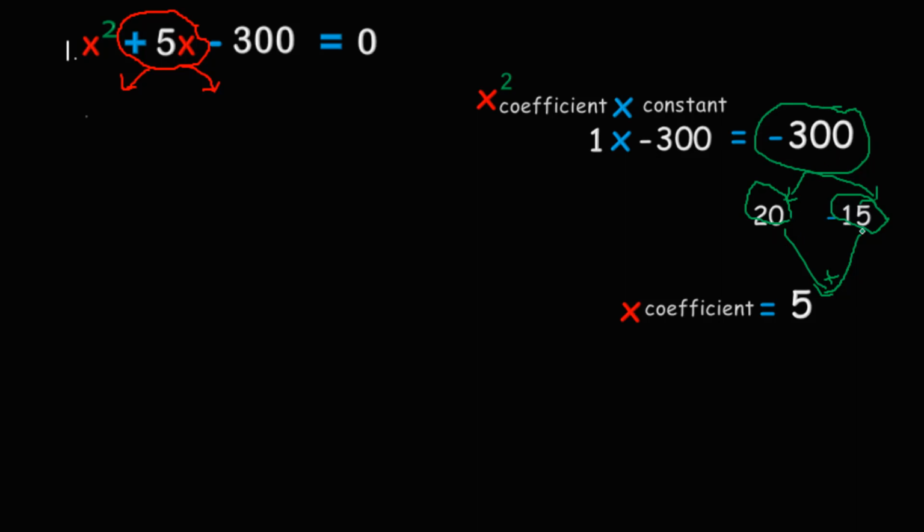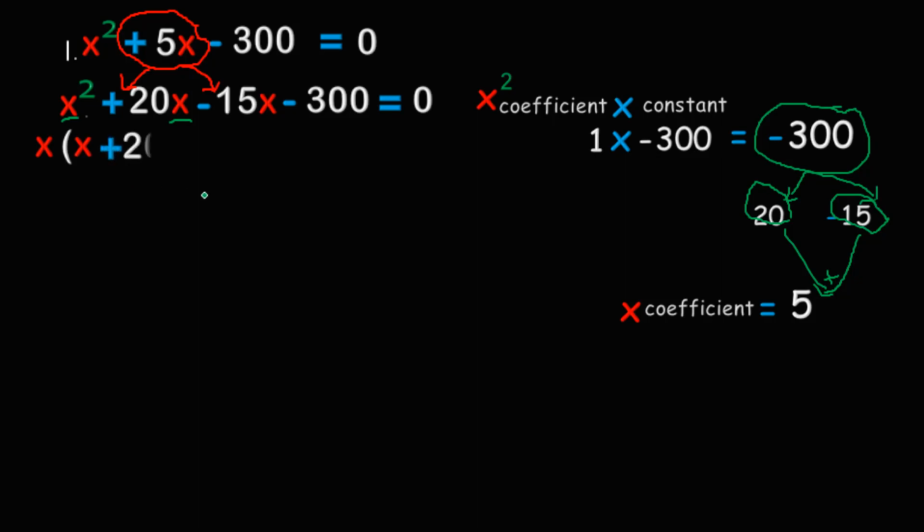So using 20 and -15 we can split the middle term, that is +5x. So let us split it. We write x². +5x can be written as the sum of 20x and -15x. So +20x -15x, and the next term -300, which equals 0. Now if you observe the first two terms, it is clear that x is common. So let us take out x as common. By taking x common, we get x + 20 inside the bracket.